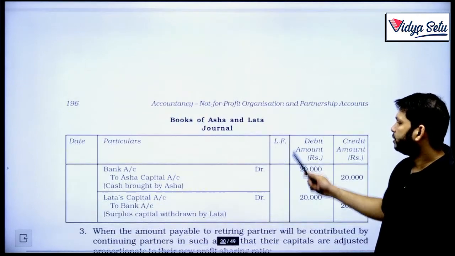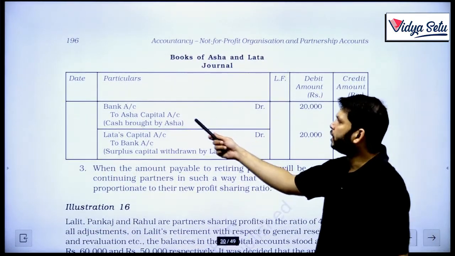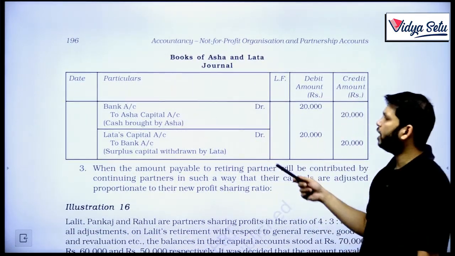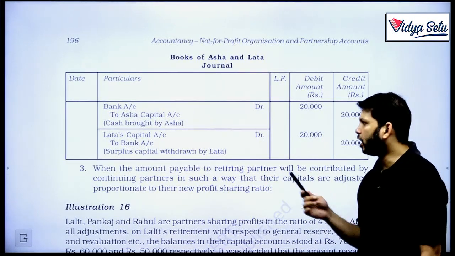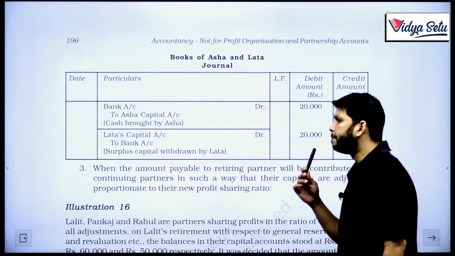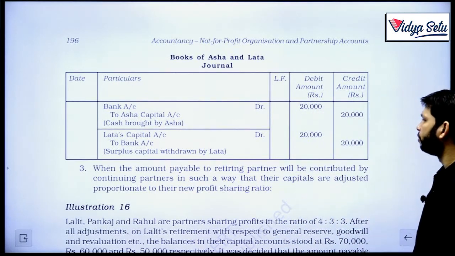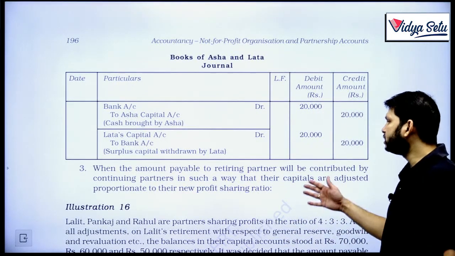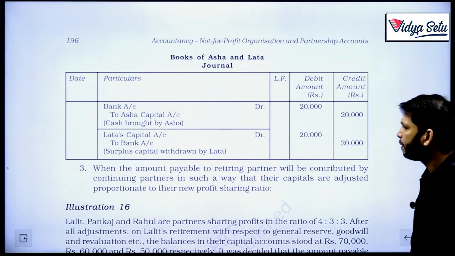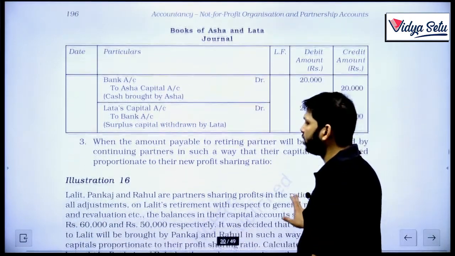So for the journal entries, Asha is bringing in 20,000: Bank to Asha's capital. And Lata is taking out 20,000: Lata's capital to bank account. When the amount payable to the retiring partner is contributed by the continuing partners in such a way that their capitals are adjusted proportionately to the new PSR.